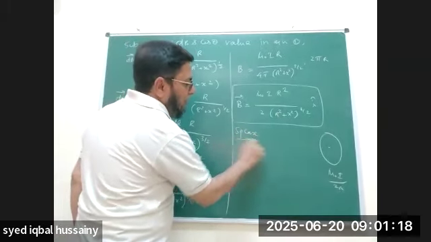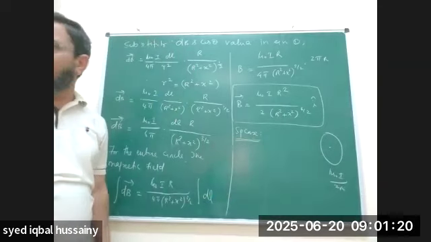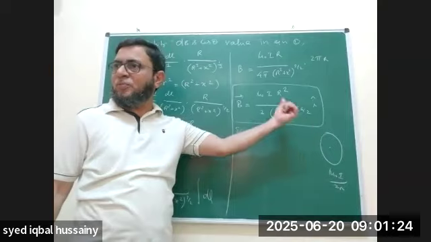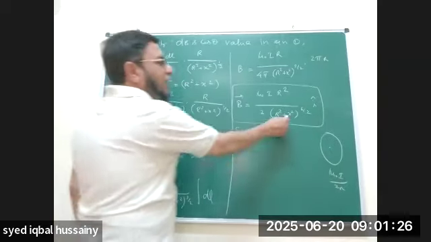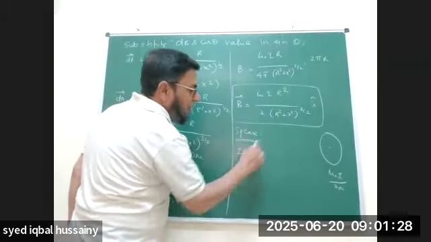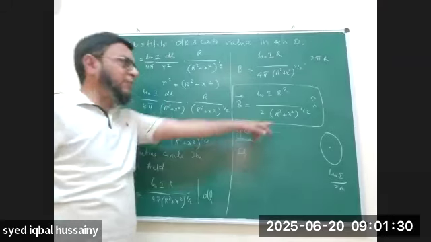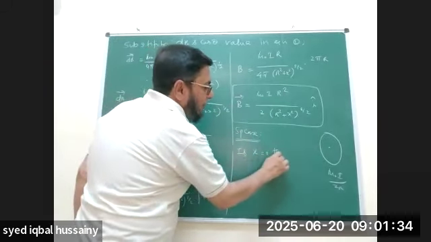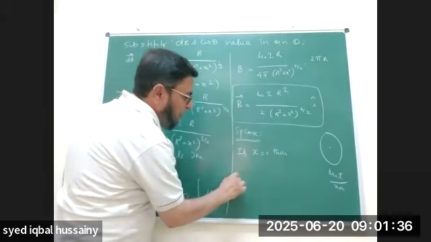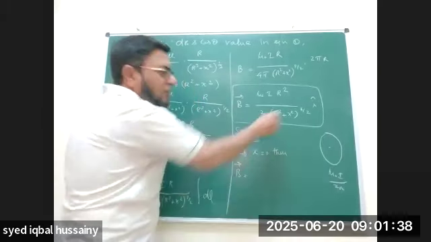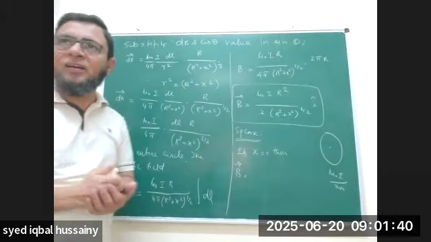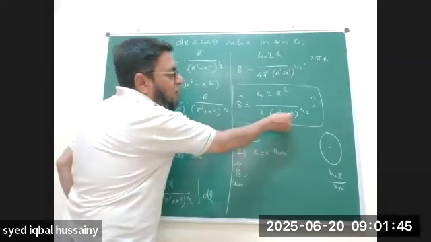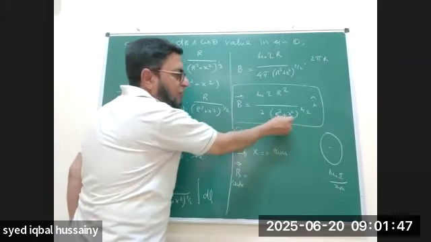Special case. If you take x equal to 0, that is, if x, the axial point distance, is 0, then what is the magnetic field? If x equal to 0, the axial point is not there, so it is the magnetic field at the center. In place of x, you substitute 0.